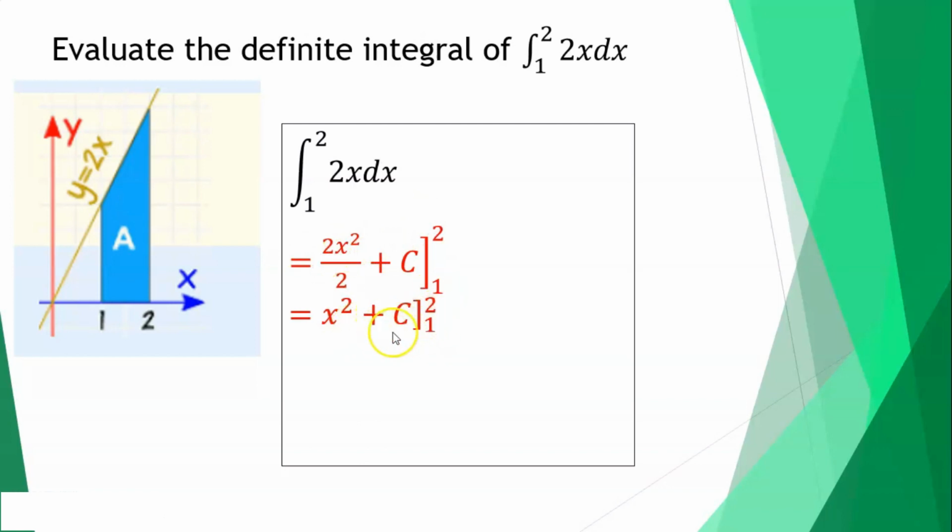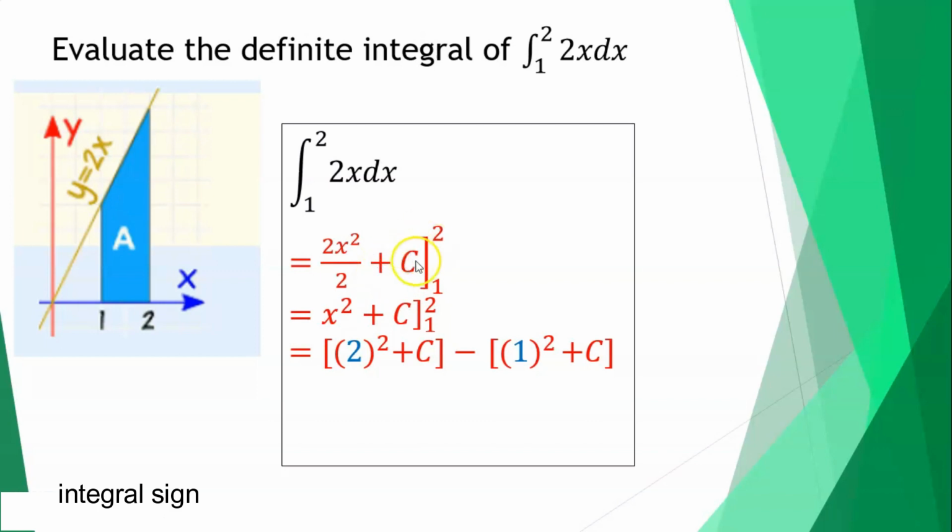So next step is to substitute the upper and the lower limit. So this will become 2 squared plus c minus the lower limit is 1 squared then plus c. So take note at this point we can cancel c. So that's why in the process of solving for indefinite integral, need not to write the constant of integration at this part. So again, we simplify this. We will have 4 minus 1. So therefore, we have here the answer as 3.